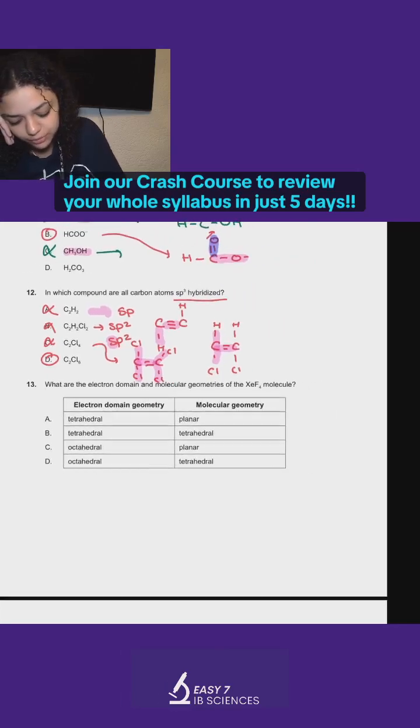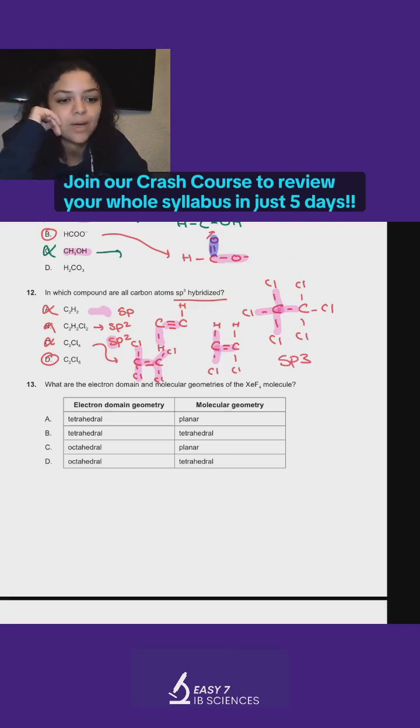Let's have a look at D if we draw it out. D would be drawn out like this. How many things is my carbon bonded to, guys? We can see that it's bonded to 1, 2, 3, 4, and therefore it's sp3 hybridized. That's why my answer is D. Okay, did that make sense?